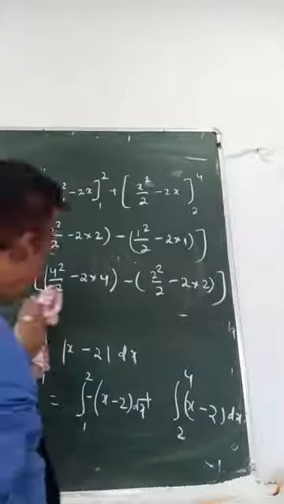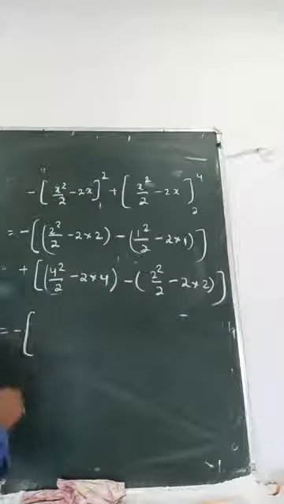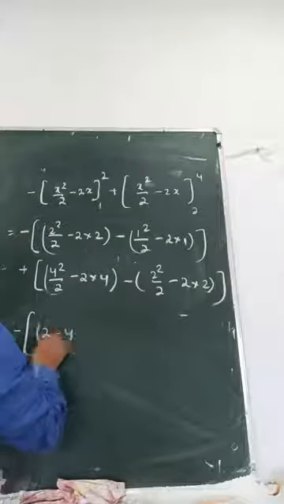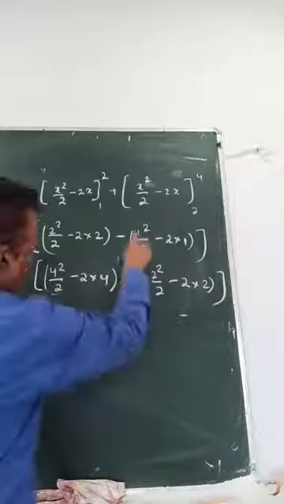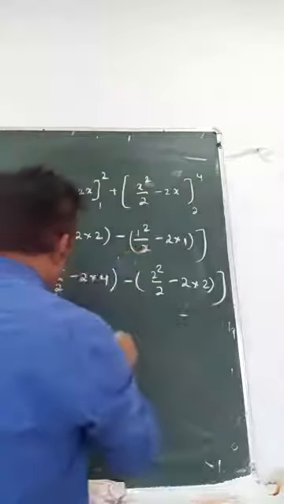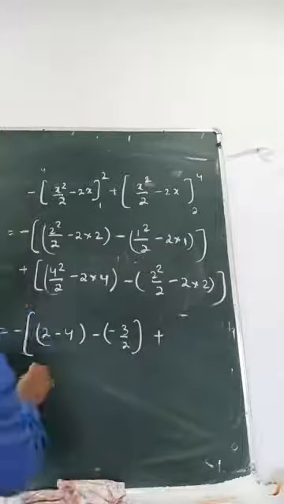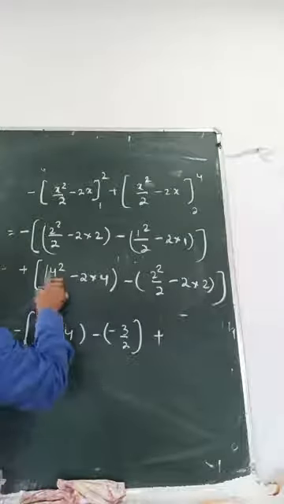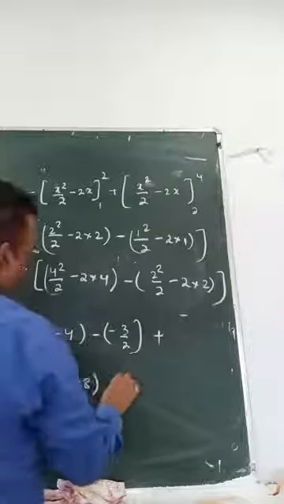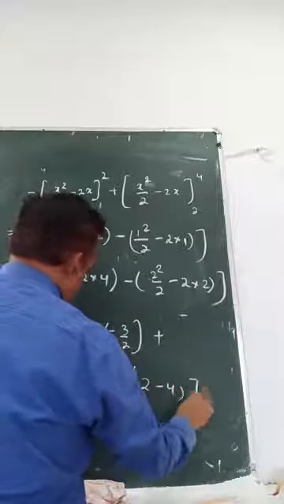Okay, then that became, this is 4, 4 by 2 is 2, 2 minus 4, this is 1 by 2 minus 2, that is minus 3 by 2, okay, plus, this is 16 by 2 is 8, 8 minus 8 is 0, minus, this is 4 by 2 is 2, minus 4.